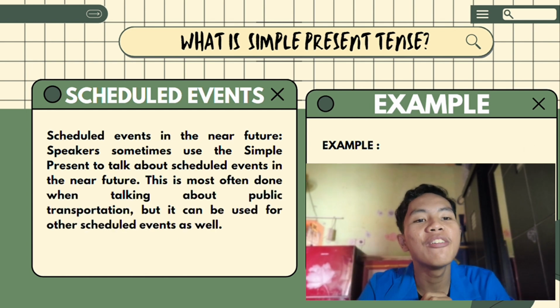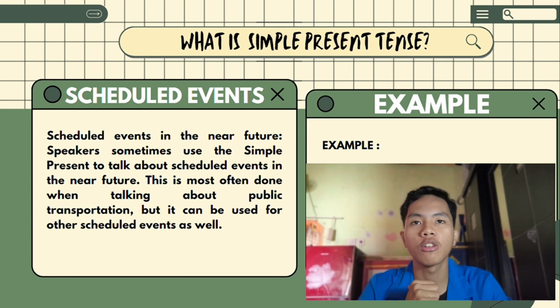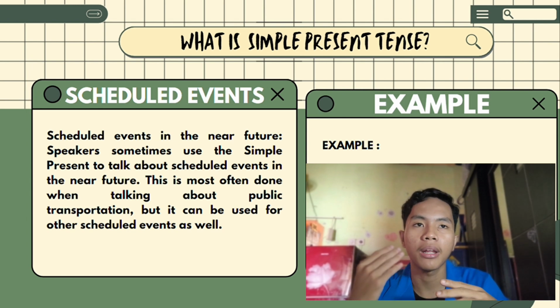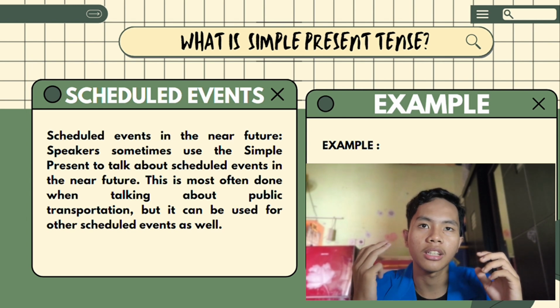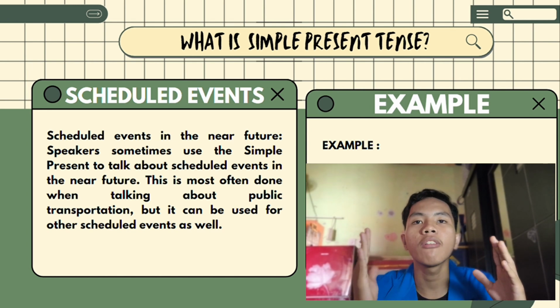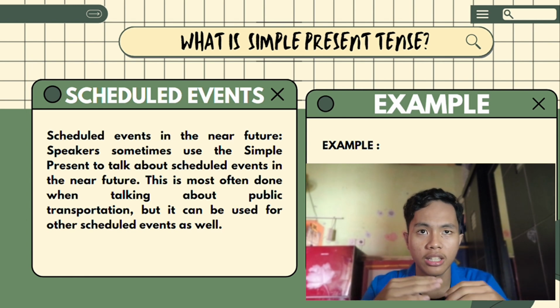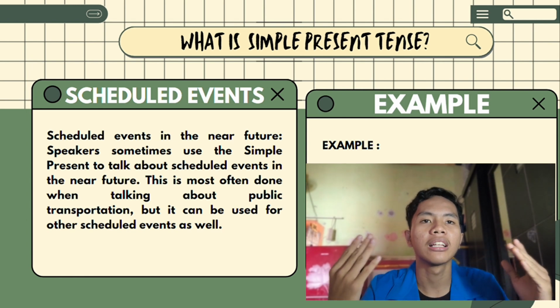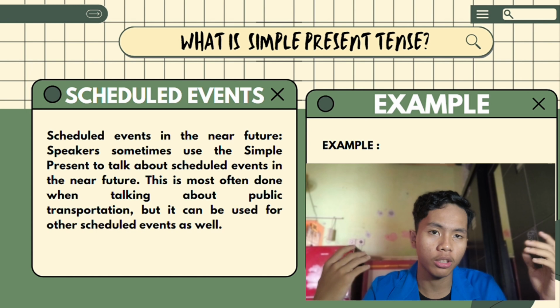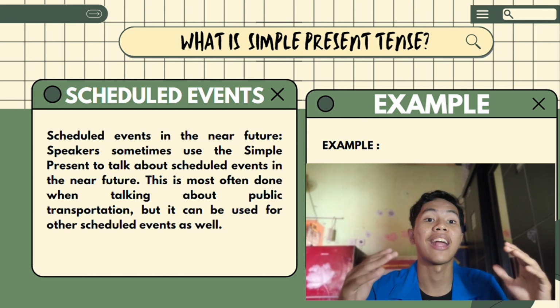Next, what is simple present? Scheduled events. Yes, the simple present tense is used for scheduled events in the near future. Use the simple present to talk about scheduled events in the near future. This is most often done when talking about public transportation, but it can be used for other scheduled events as well.